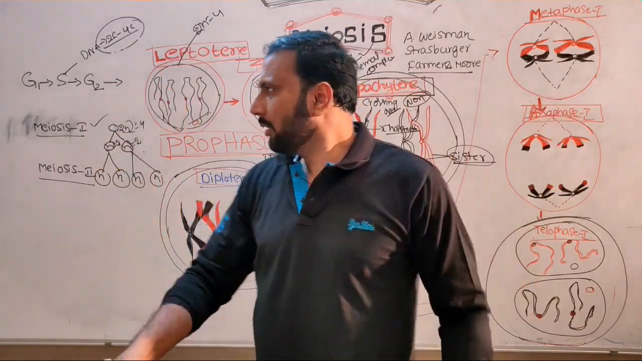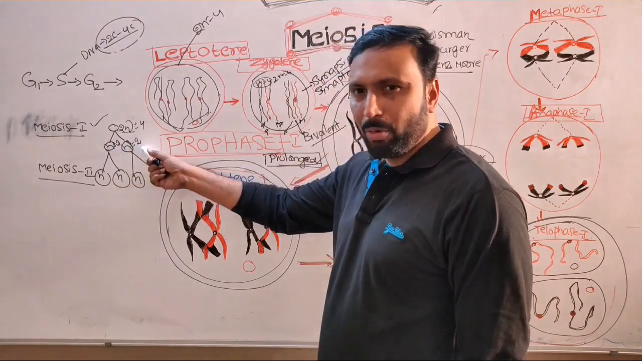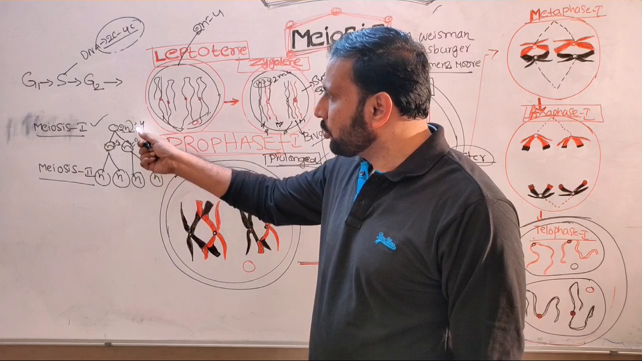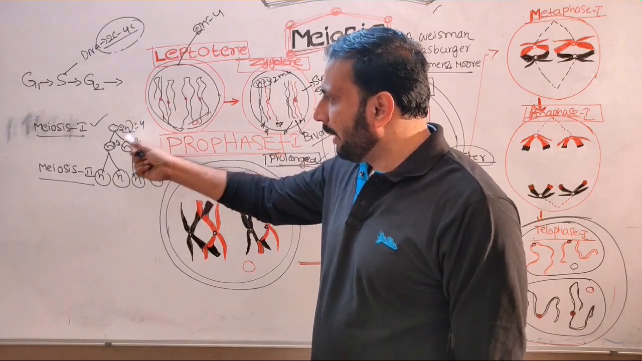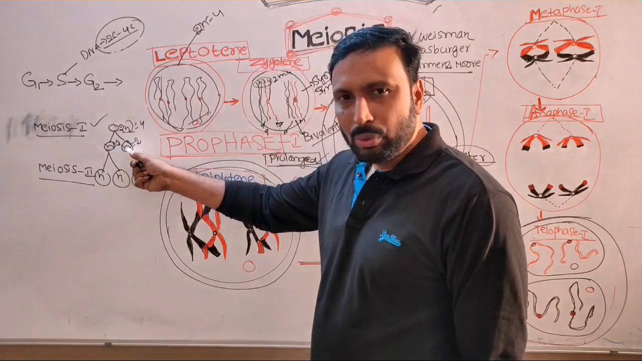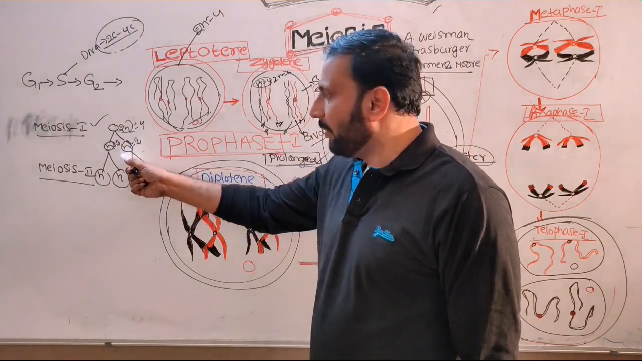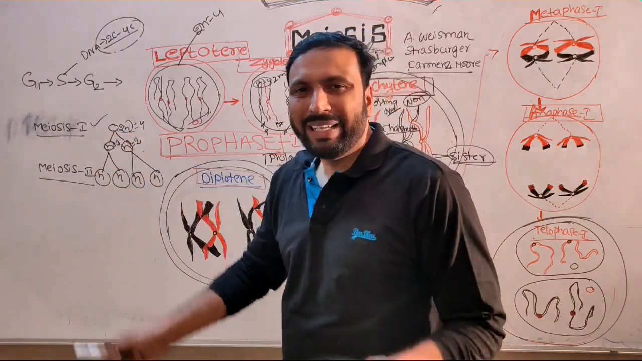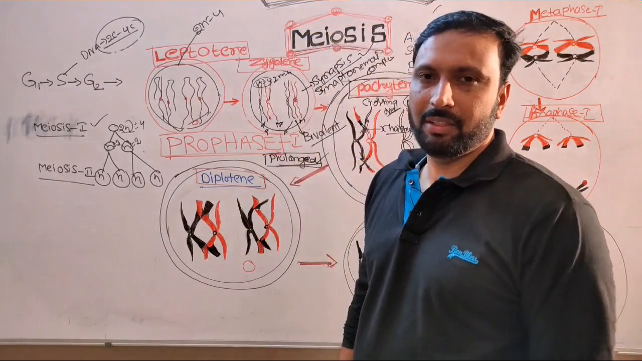In meiosis 1, the diploid mother cell undergoes division to form two haploid cells. In the two haploid cells, the chromosome number is reduced to half. Suppose 2n equals 4, in the daughter cells n equals 2. Later, in meiosis 2, these two haploid cells divide into four haploid cells. So meiosis 1 is reductional division, and meiosis 2 is equational division.